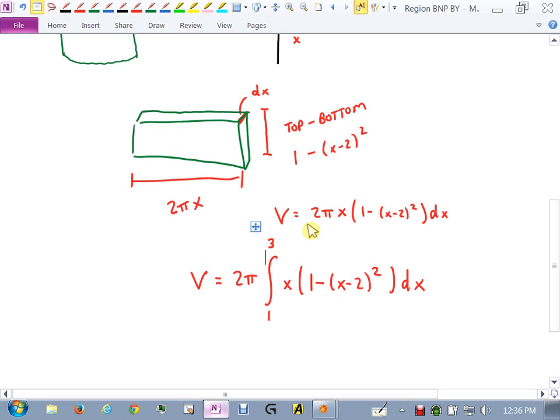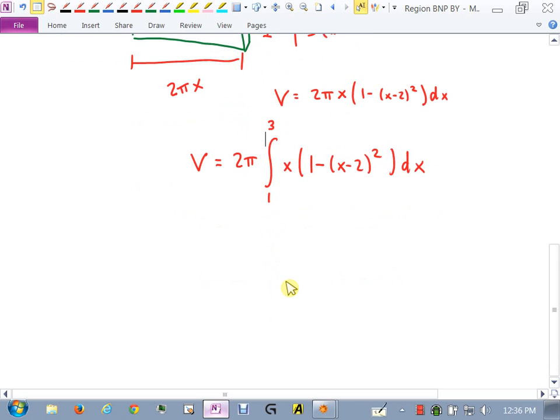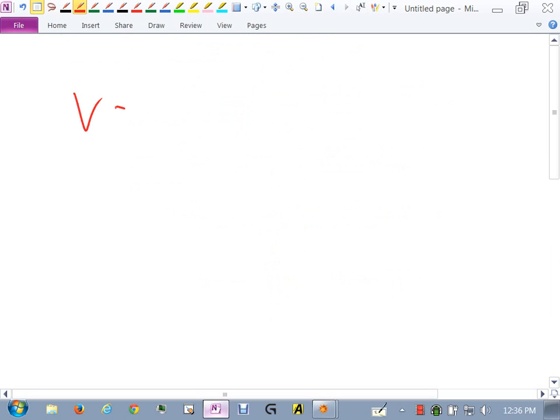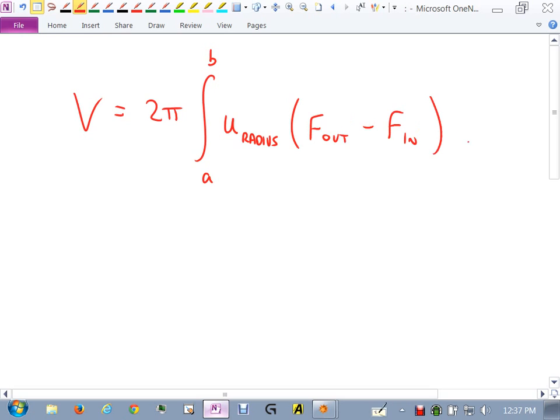All right, I just want you to look at the very last page of the handout that I gave you. I have a formula for that, shells. Volume equals 2 pi integral from a to b of u radius, I'm going to put radius, f out, f in, du. Okay, that's the formula I have. But I really want you to see, we'll spend more time on this next class. I just want you to see that this is what we just did.